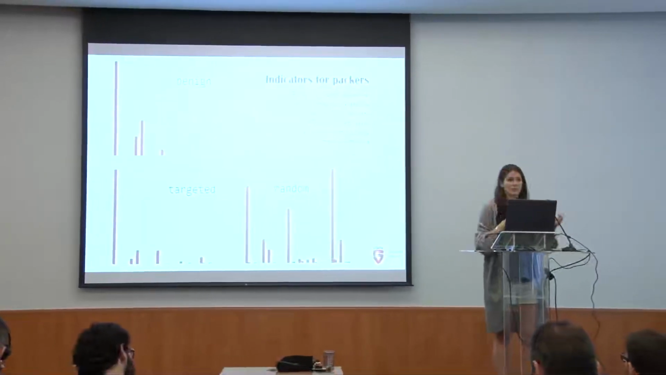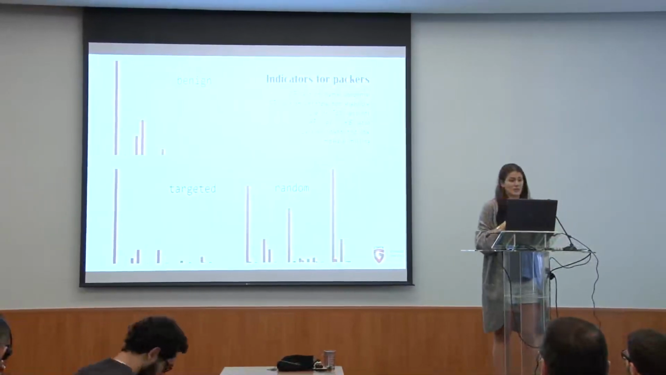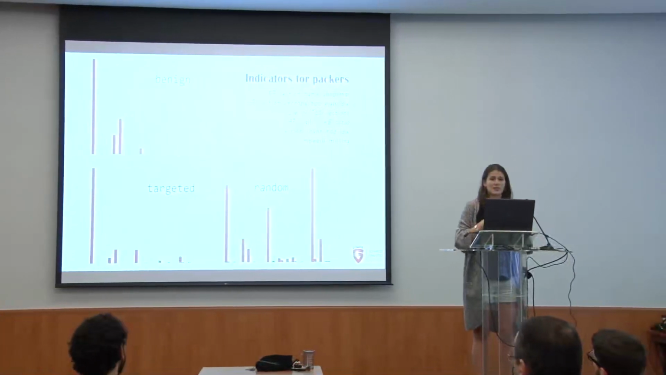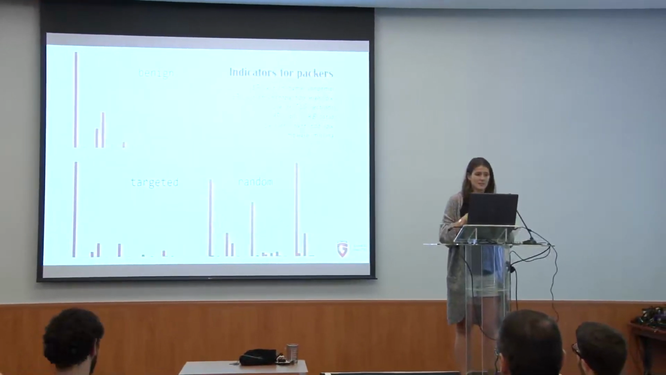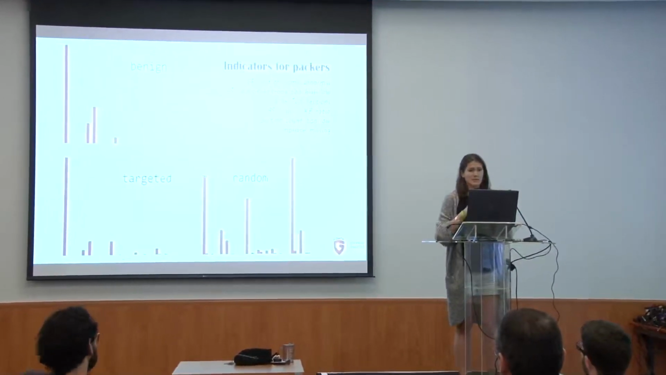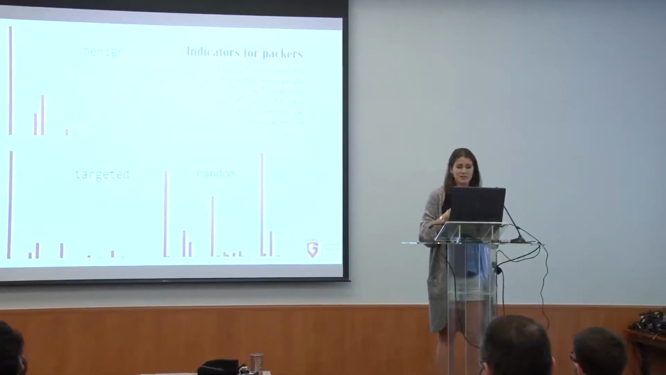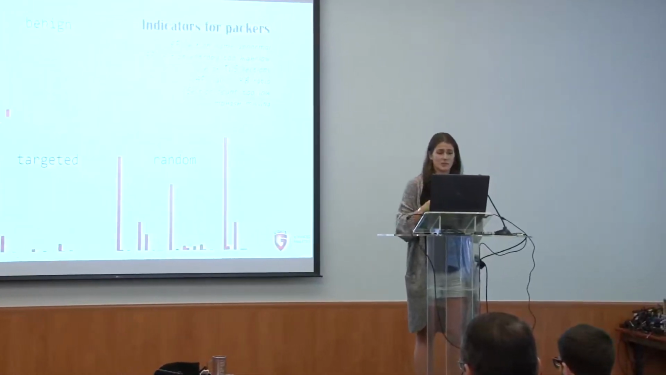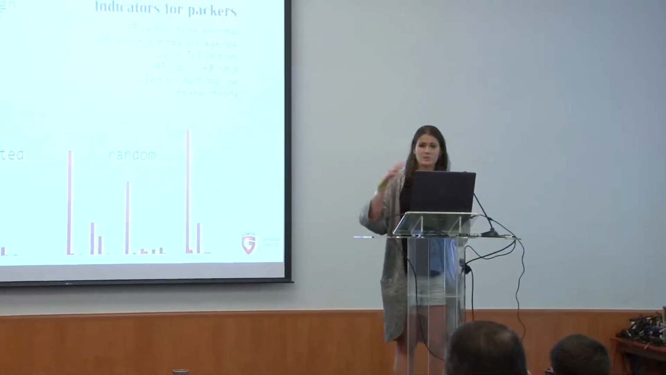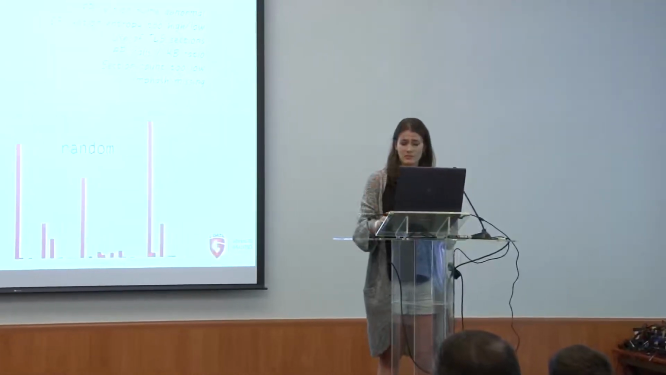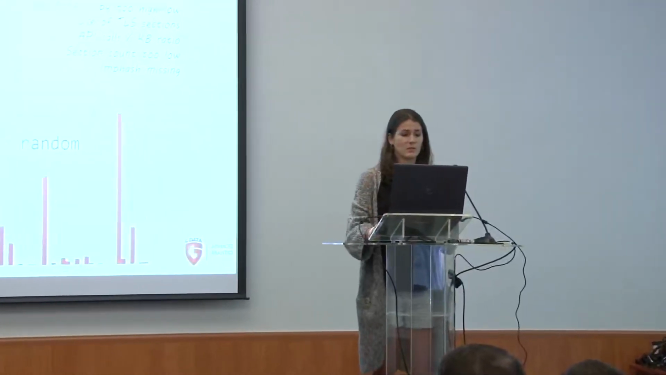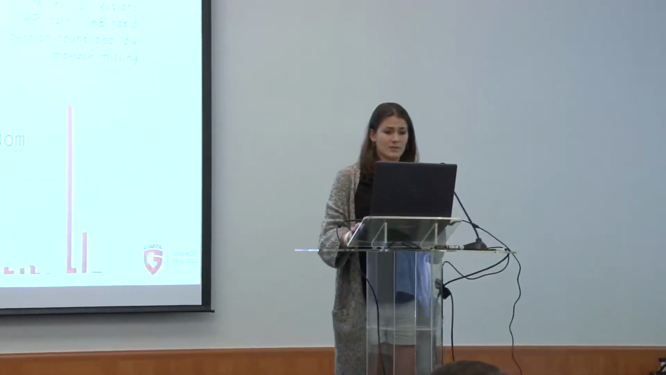That's UPX in different combinations. I checked that. So you can see that benign is usually not that packed. Targeted is sometimes a little bit packed, and the random set shows a lot more indicators for actual packers. That's just numbers. We looked into the binaries themselves and found that the numbers are pretty accurate. So that's why I started the tool.